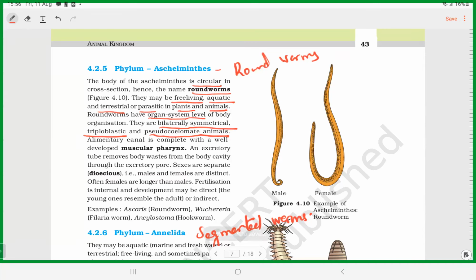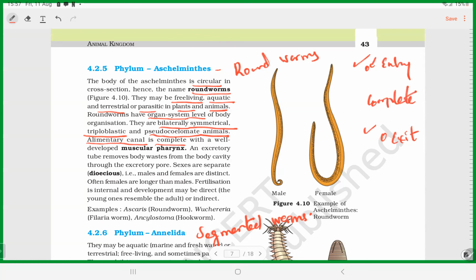Now coming to the functions of the specialized organs, since they show organ system level, look at the functions of the organisms. Like the alimentary canal. The alimentary canal is complete. Complete means what? You remember? A complete alimentary canal means there will be an entry point for food, and then there will be an exit point of food. For example, in humans we have mouth and anus. So if they possess both, it is called complete.